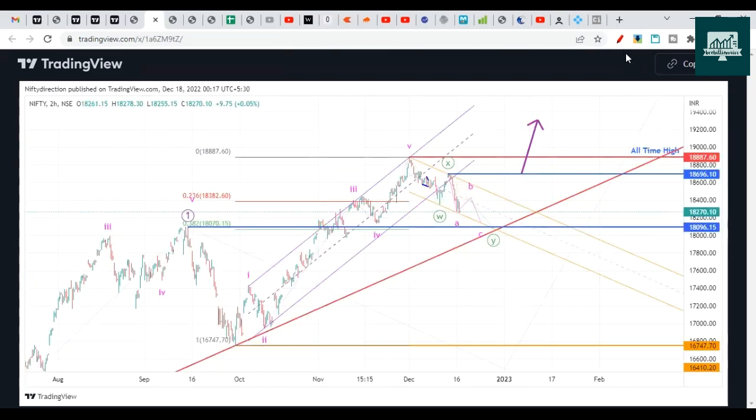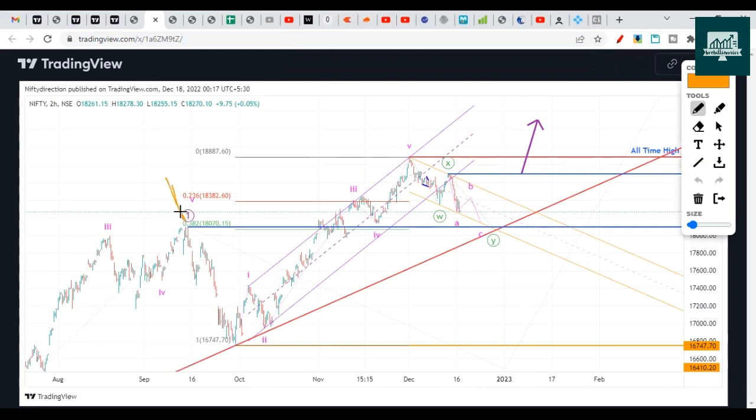Here we are assuming that wave 1 finished here, 2 finished here, 3 finished here, with 1, 2, 3, 4, and 5. Now the fourth will finish here, and this can be a double zigzag correction with W wave completed here, X wave completed here, A, B, and wave C reaching towards 18,000 to 17,900 max. It should not close below 18,000.